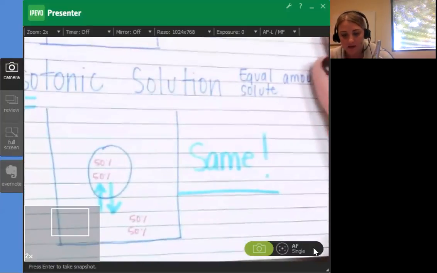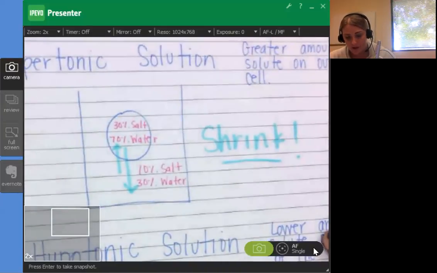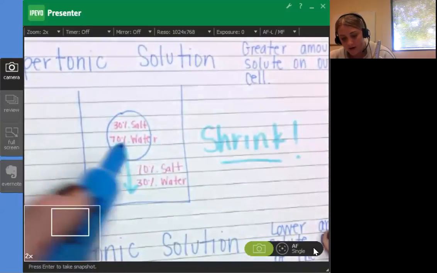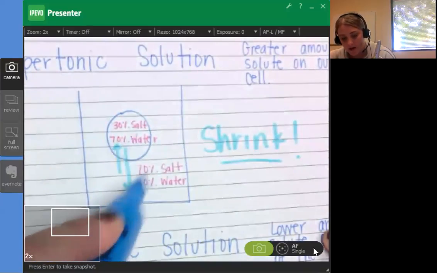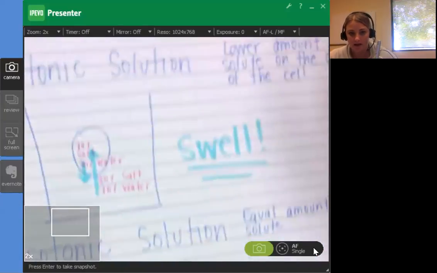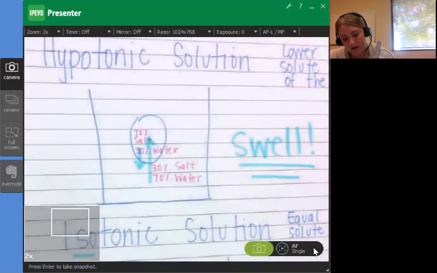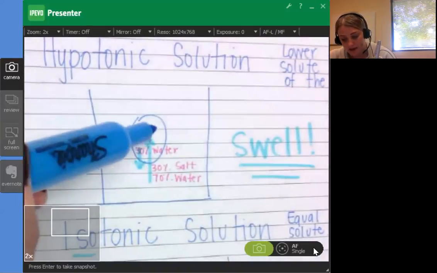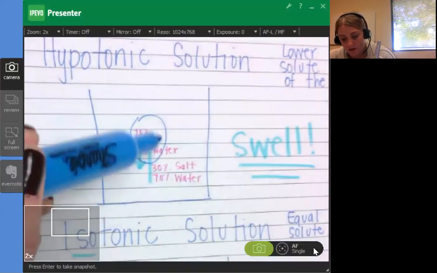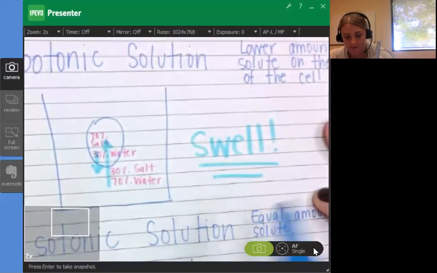Okay, so let's just review. Hypertonic means that we have a greater amount of solute on the outside. Our water is going to have a greater net movement out, and the cell will shrink. Hypotonic solution means that we have a greater amount of solute on the inside or a lower amount on the outside. It's going to have a greater net movement in, and the cell will swell.